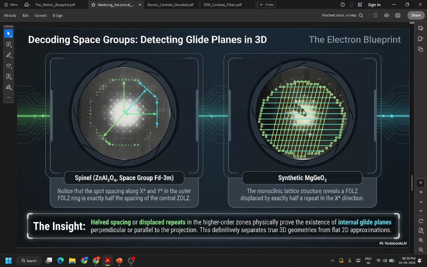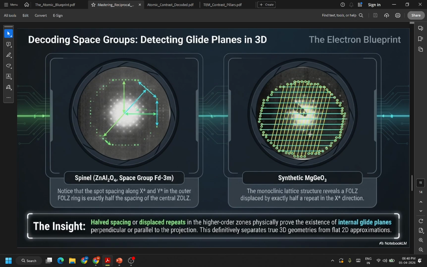So half spacing or displaced repeats in the higher order zones physically prove the existence of internal glide planes which are perpendicular or parallel to the projection. And this definitely separates true 3D geometries from flat 2D approximations.